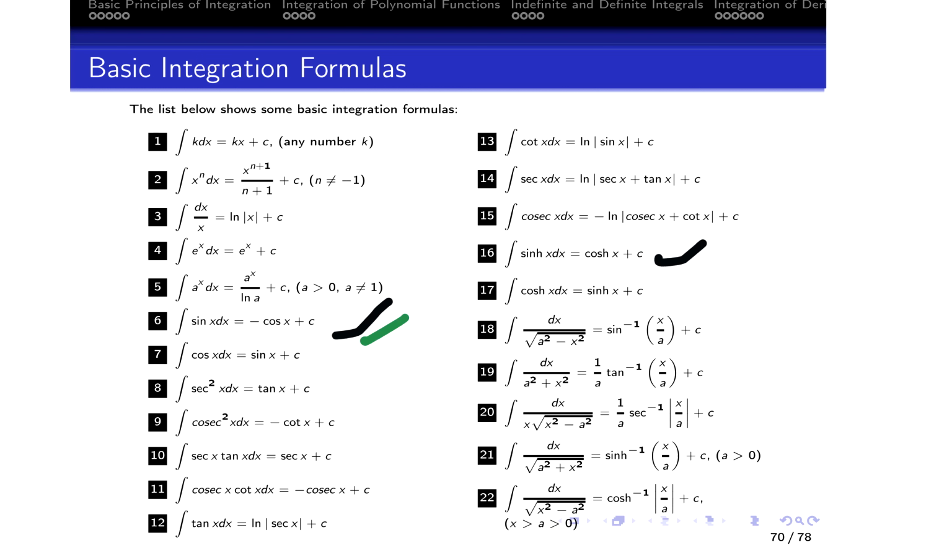Then if you integrate dx over the square root of a squared minus x squared, you get arcsin of x over a. And of course, that is going to take the approach of trigonometric substitution. Same for number 19: if you have dx over a squared plus x squared, you have 1 over a arctan of x over a. Then number 20, you have dx over x times the square root of x squared minus a squared. Still the integral trigonometric substitution thing.